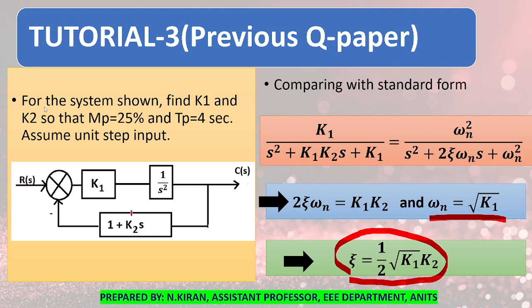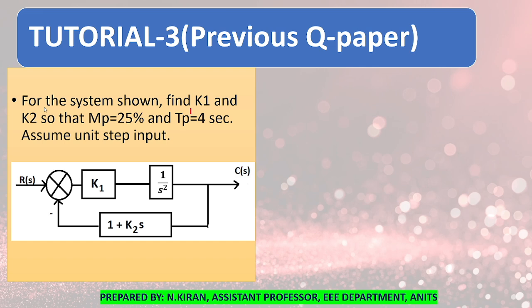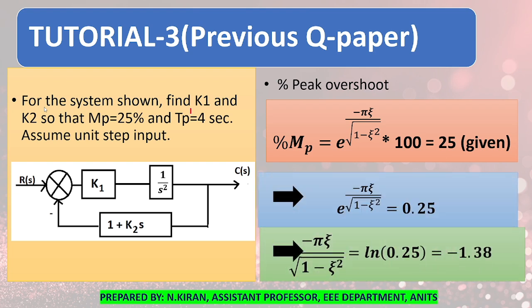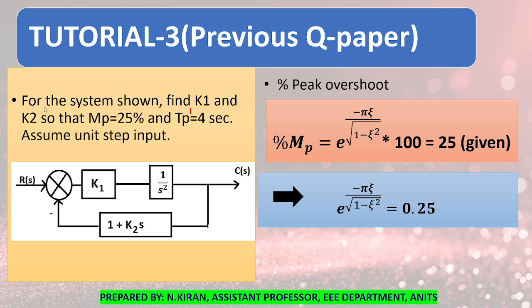Okay. So now using these two data that are given, that is Tp is equal to 4 seconds and Mp is equal to 25%, we need to first calculate the value of zeta and omega n. So from Mp we will get the value of zeta, from Tp we can get the value of omega n. So the peak overshoot formula is e power minus pi zeta by root over 1 minus zeta square into 100. That is given as 25%. So that will lead to e power minus pi zeta by root over 1 minus zeta square as 0.25.